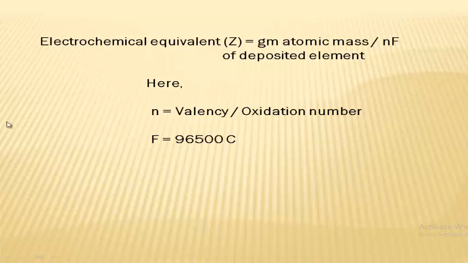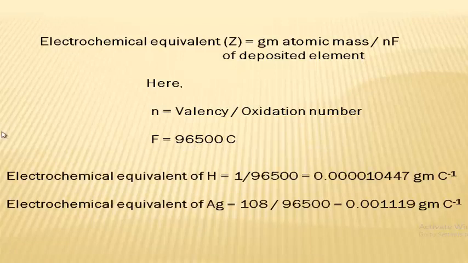Now, for example, electrochemical equivalent of hydrogen. How can we determine it? Follow here. The gram atomic mass of hydrogen is 1 and valency is also 1, and Faraday's value is 96500. So its electrochemical equivalent will be this amount, and the unit will be gram per coulomb.